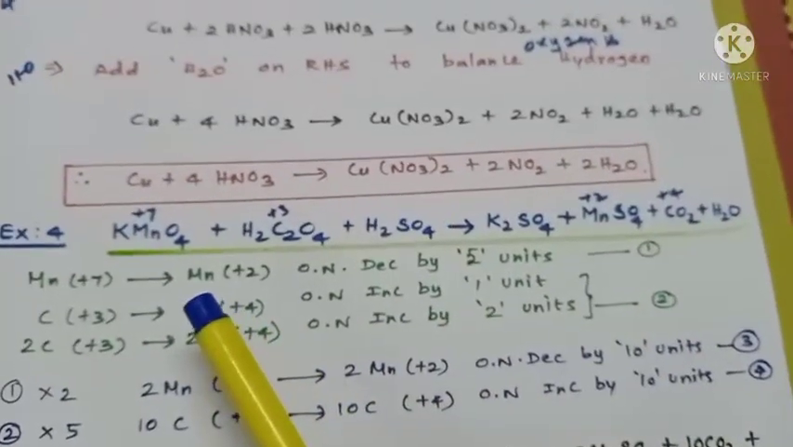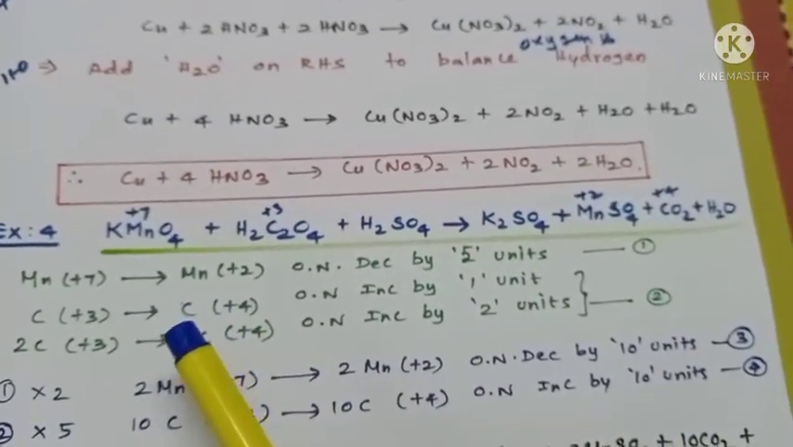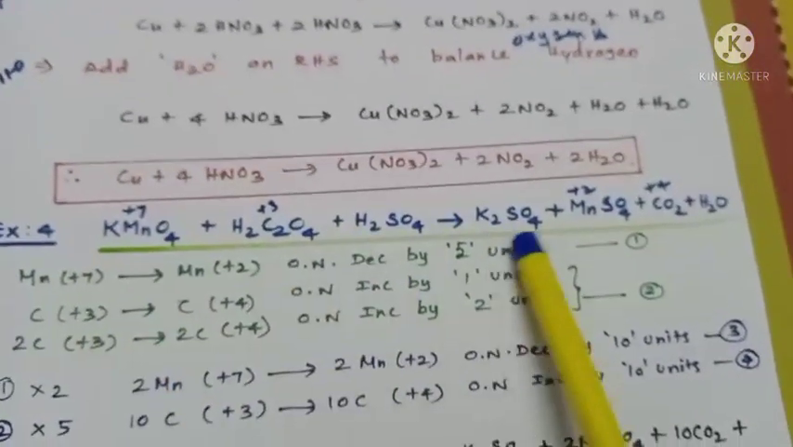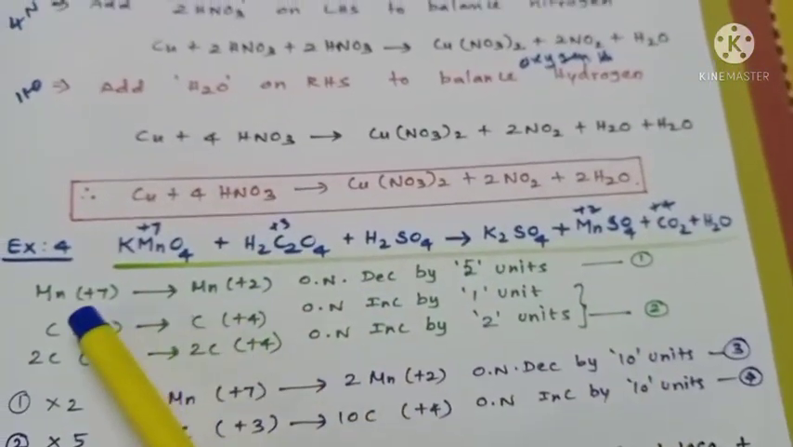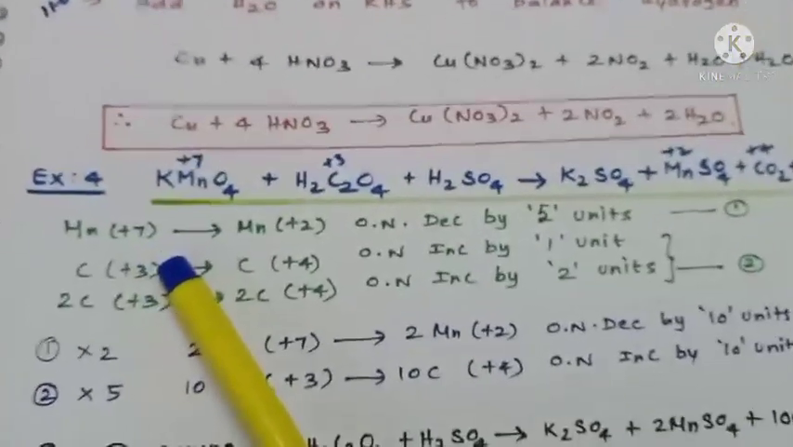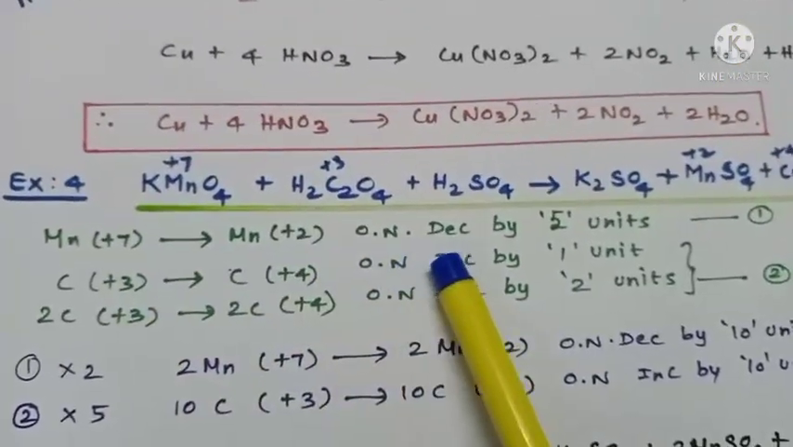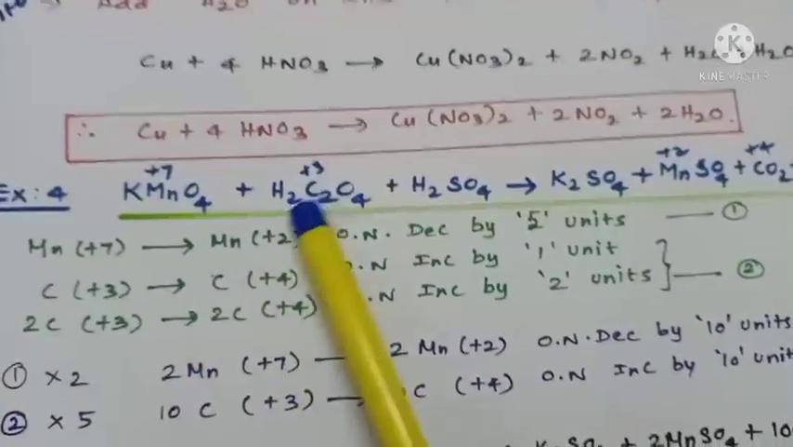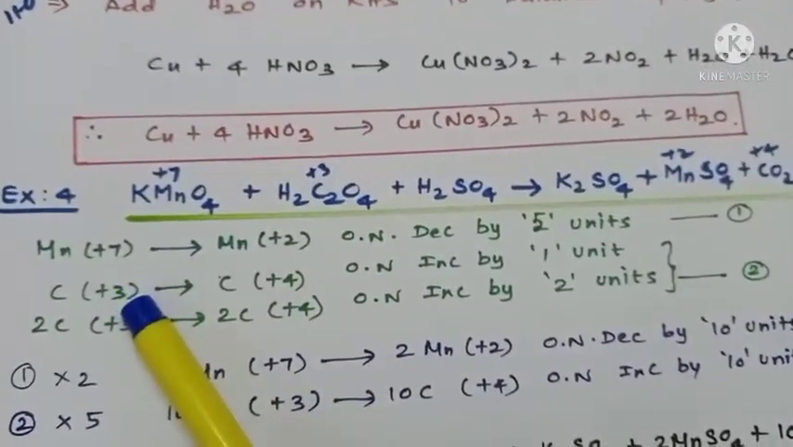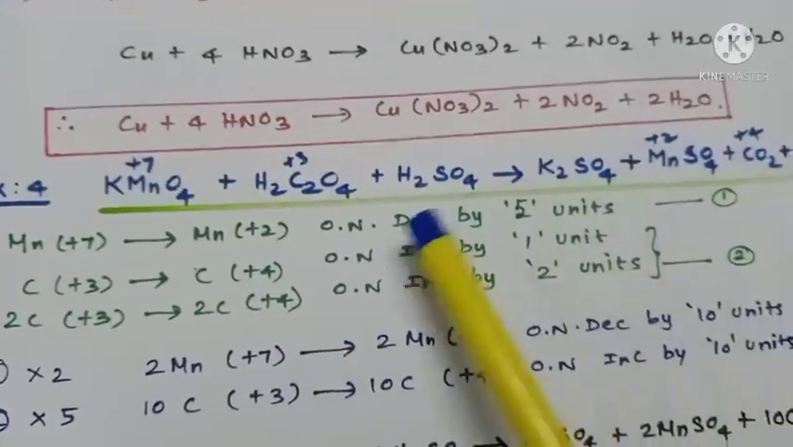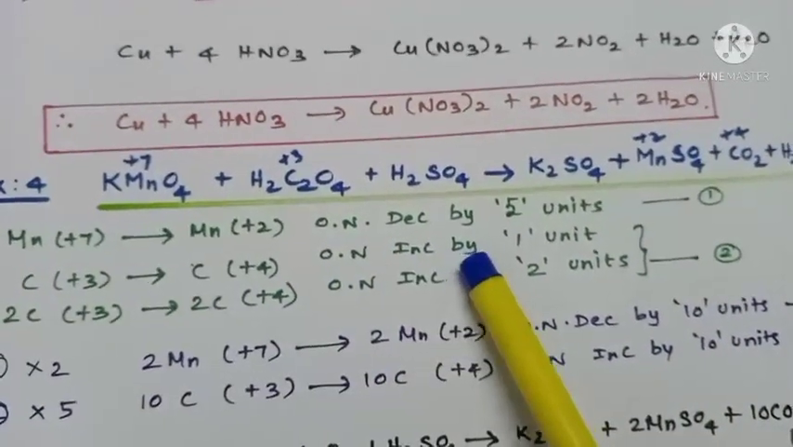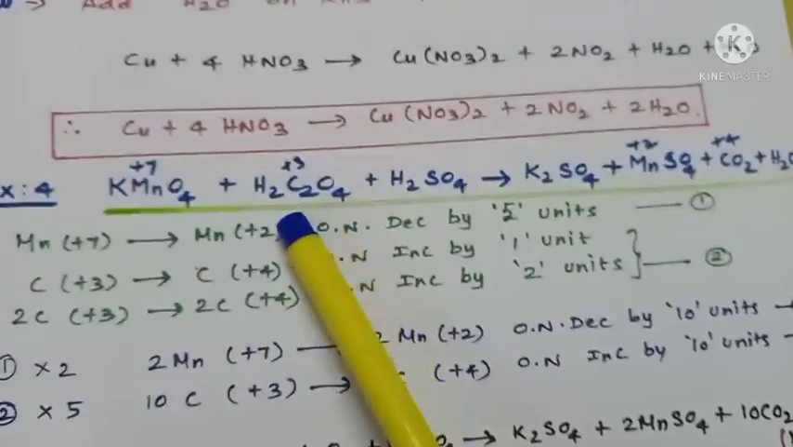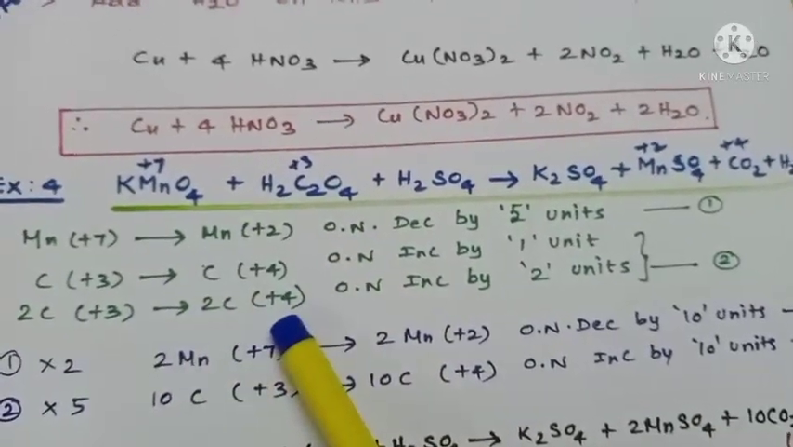Now let us find out the oxidation number increase and decrease. Oxidation number of manganese: left side plus 7, right side plus 2. The manganese oxidation number changes from plus 7 to plus 2, isn't it? So it decreases by 5 units, equation number 1. Then carbon oxidation number, left side plus 3. Right side, in carbon dioxide, it is plus 4. So it increases by 1 unit. This is for 1 carbon. But in the formula there are 2 carbon atoms, isn't it? Calculate for 2 carbon atoms.